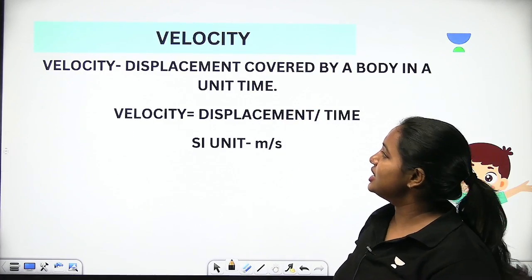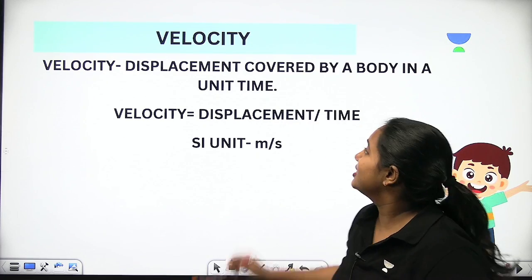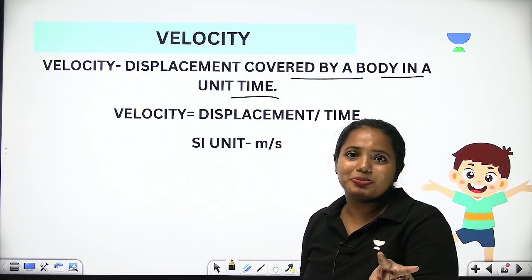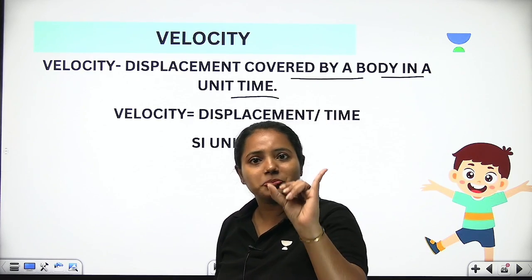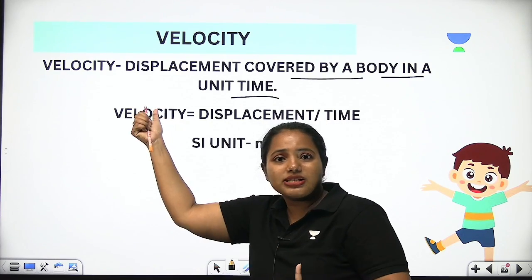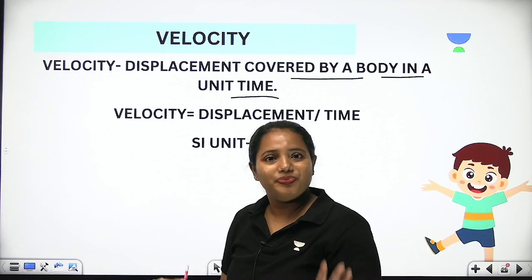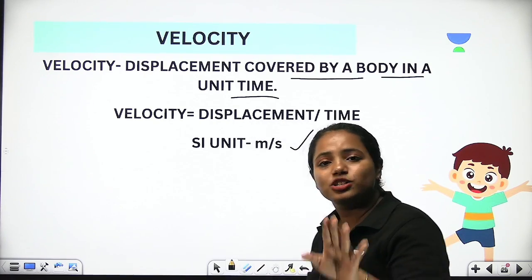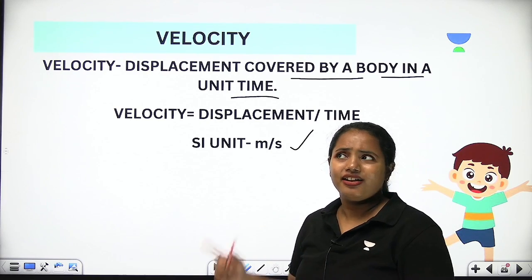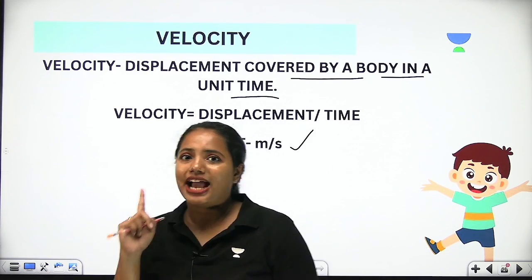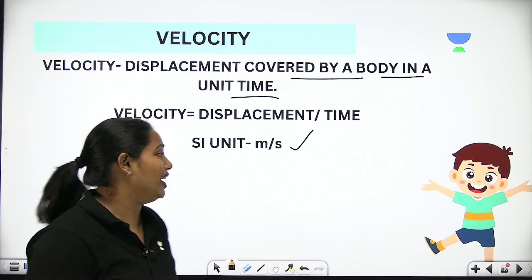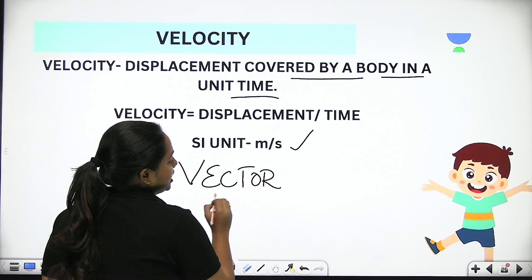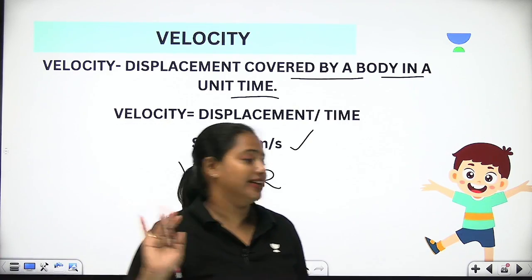velocity. So what is velocity? Velocity is the displacement covered by the body in a unit time. So we know the basic differences between speed and velocity now, right? Speed is distance by time. Velocity is displacement divided by time. Got it? And what about the SI unit? SI unit is same, right? Meter per second. Is it a vector quantity or scalar quantity? Velocity has both direction and magnitude. So this is definitely going to be a vector quantity. So please write down this is a vector quantity as it is having both magnitude and direction.